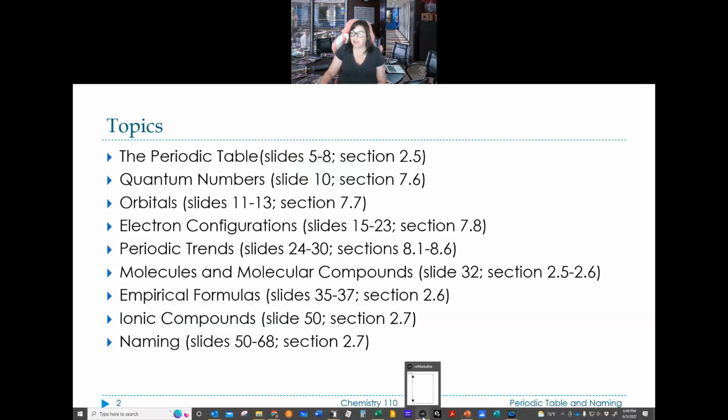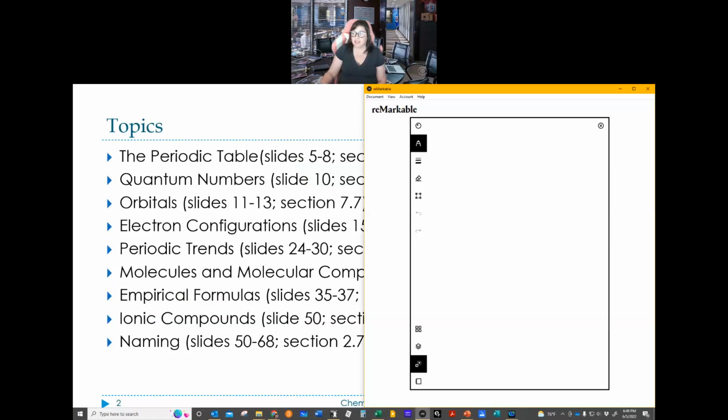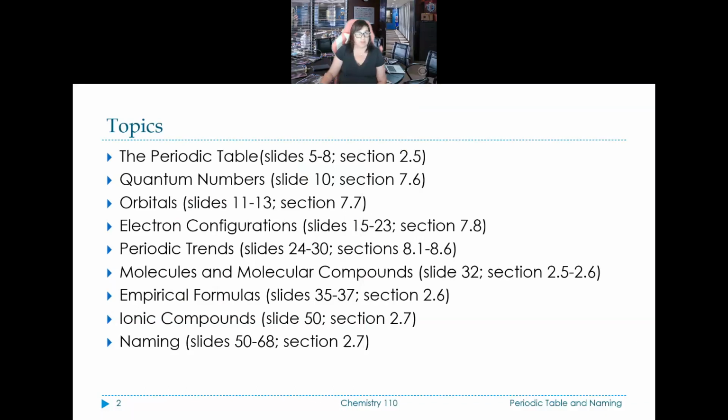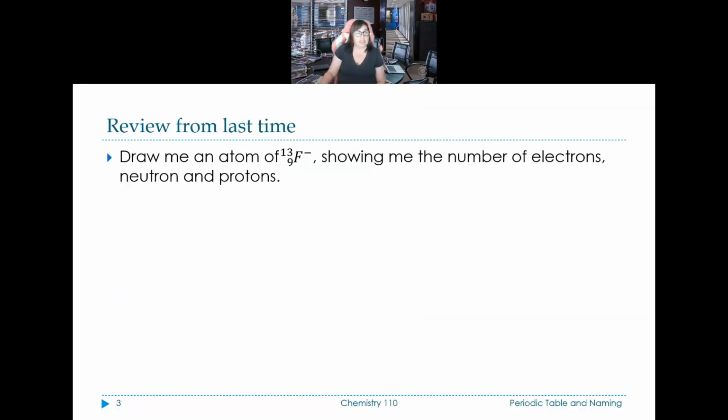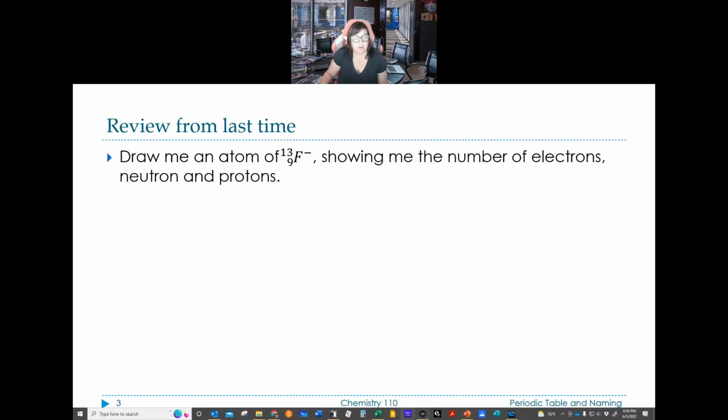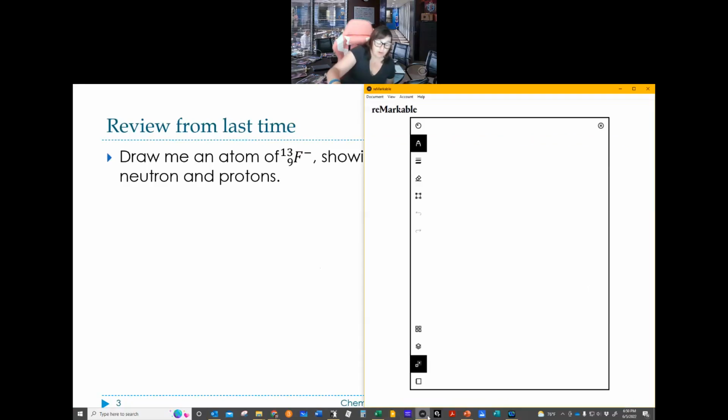Get everything organized. And the next slide says review from last time. Draw me an atom of 13,9F-. I want to see the number of electrons, neutrons, and protons. So again, let's pull up our piece of paper and let's see what we can do with this.